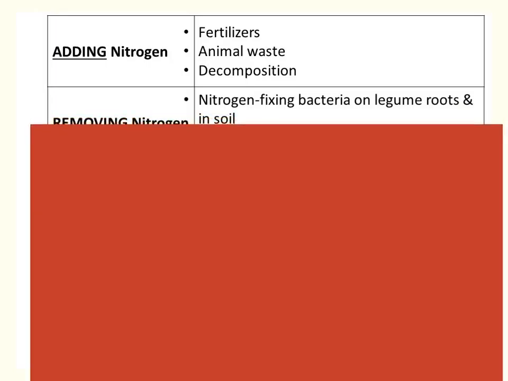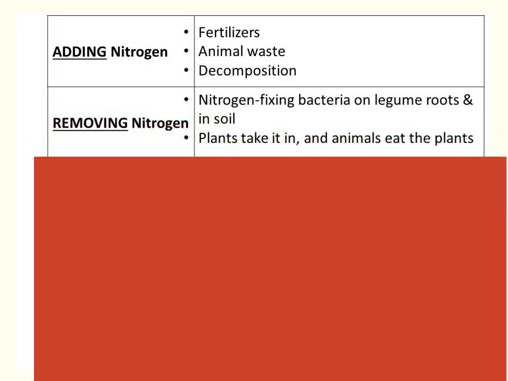Okay, so talking about how we remove nitrogen from the soil: nitrogen fixing bacteria or nitrogen fixation on legume, another way to say that is bean. So like black beans or pinto beans, bean roots, and in soil. So plants will take it in, animals eat the plants, that takes nitrogen out of the soil.